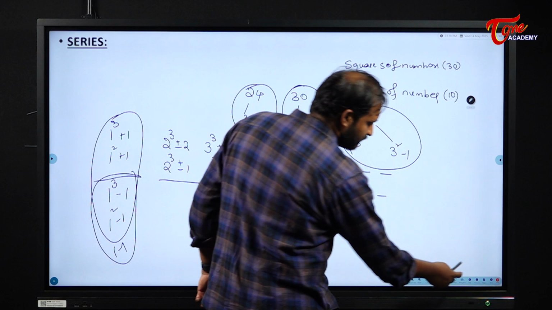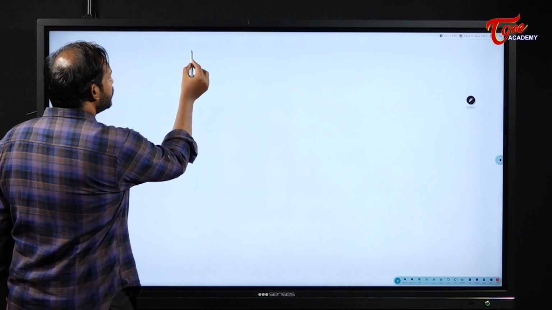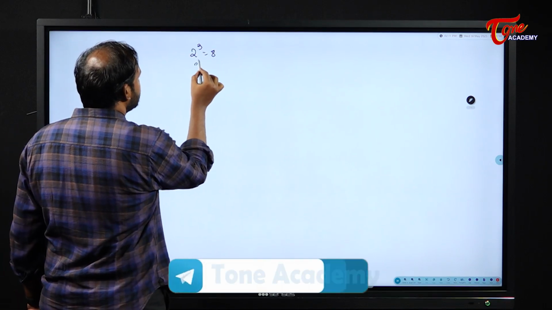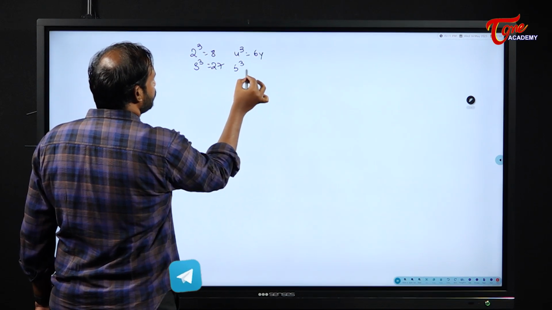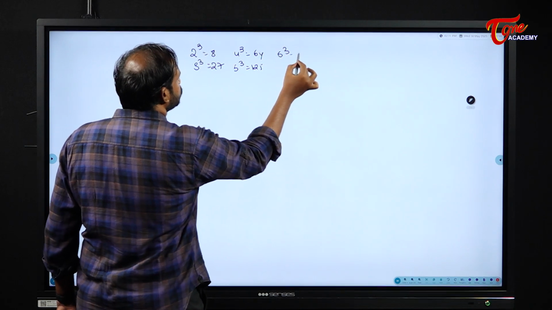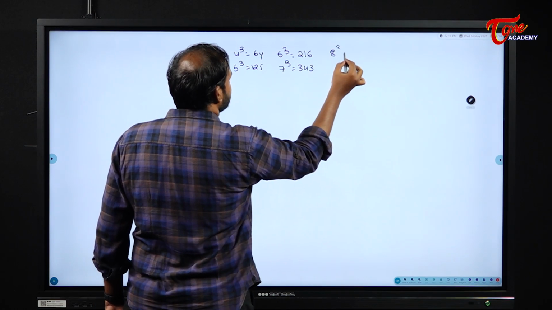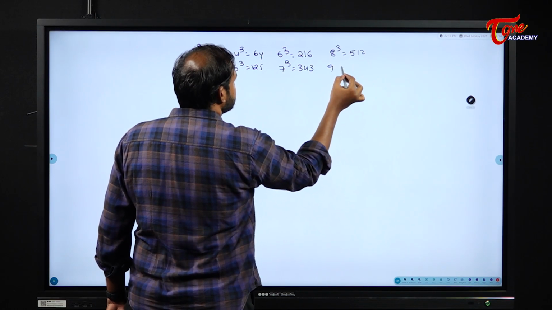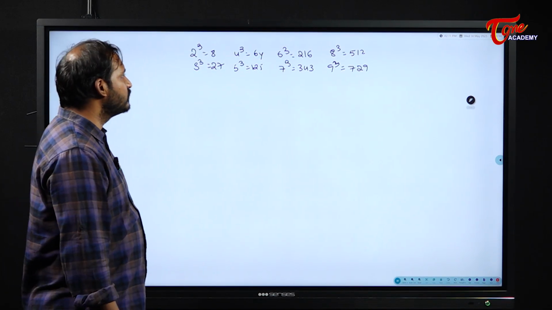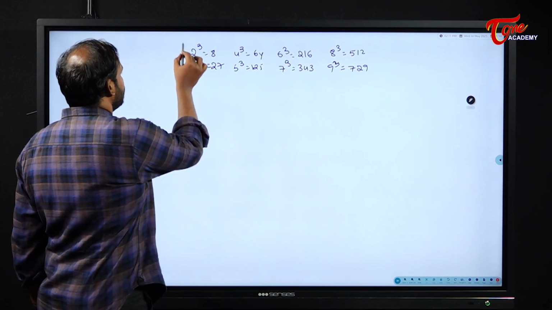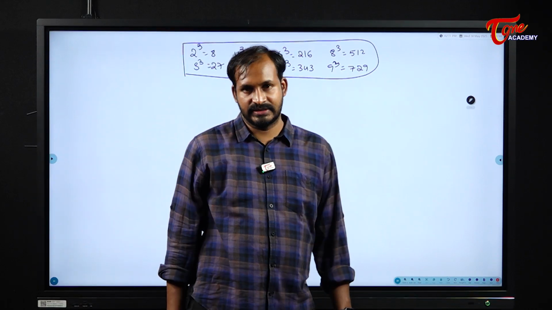See, for your knowledge's sake, we will write them quickly. Only cubes I will write, squares you people know very well. So we all know 2 cube is 8, 3 cube is 27, 4 cube is 64, 5 cube is 125, 6 cube is 216, 7 cube is 343, 8 cube is 512, 9 cube is 729, and 10 cube is 1000, anyway, no need to worry. So please try to remember these numbers, students. Why? Because later while solving the problems we will come across these things multiple times.